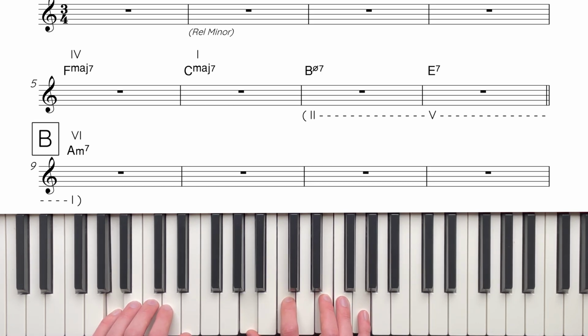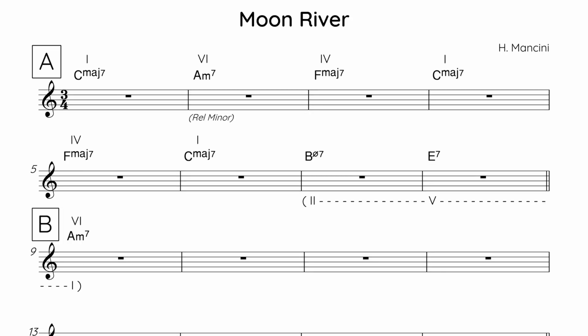This is a minor 2-5-1, as the 1 chord and target point of the cadence is a minor chord. In all minor 2-5-1s, the 2 chord is a half diminished chord, the 5 chord is a dominant chord, and the 1 chord is a minor 7 chord. So that's the A section harmony. Now let's hear it in time on the piano.